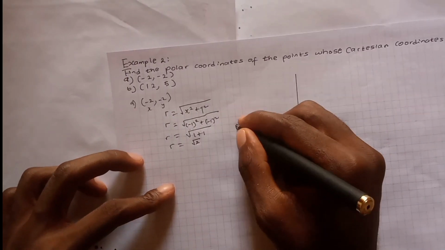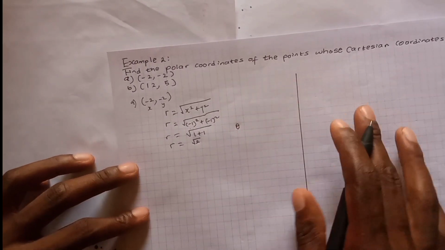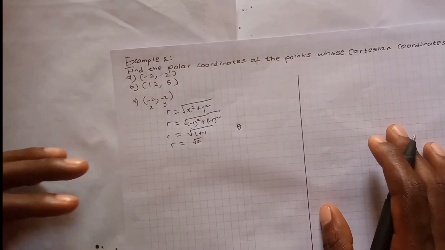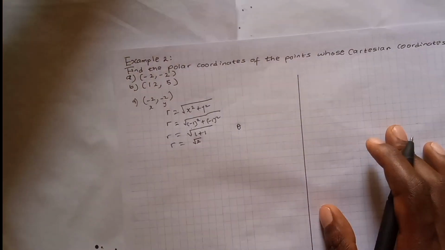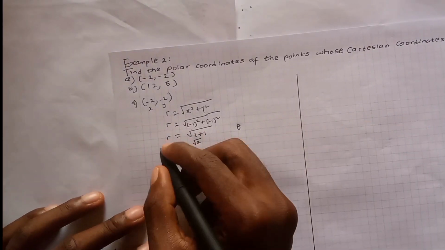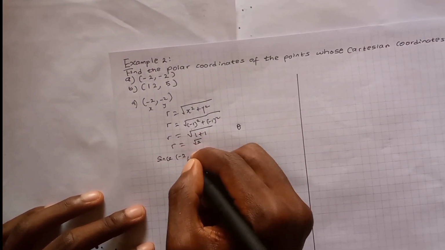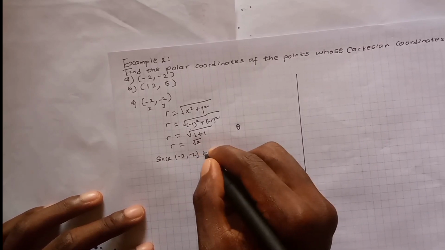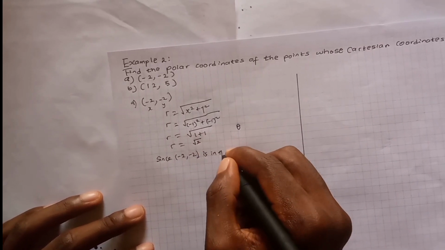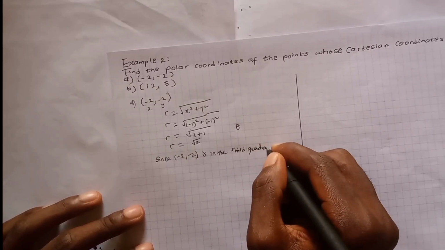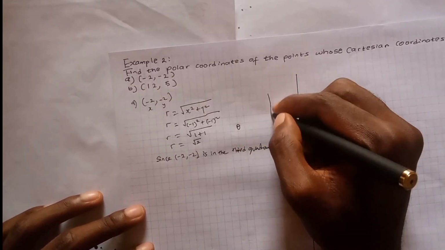But this is not all. We have to find the value of theta, right? But now, how do we find the value of theta from here? So what we do is this. Since the point -2, -2 is in the third quadrant. Now, how is it in the third quadrant?